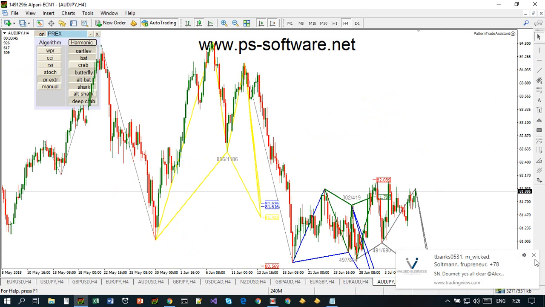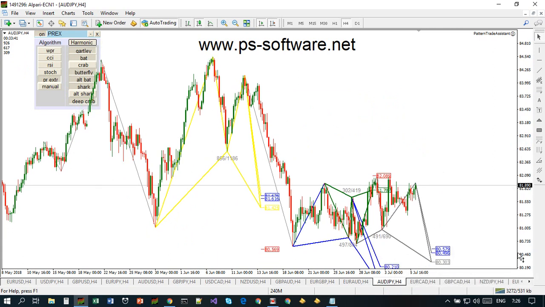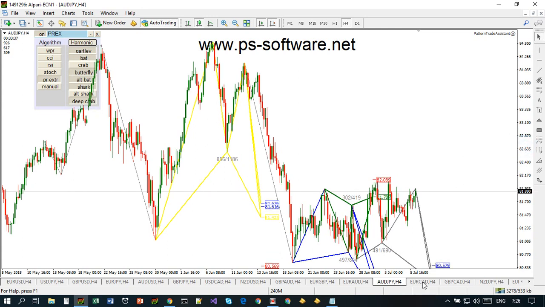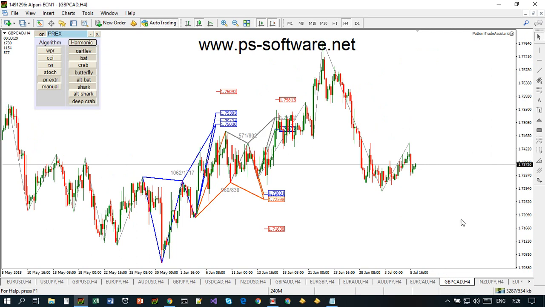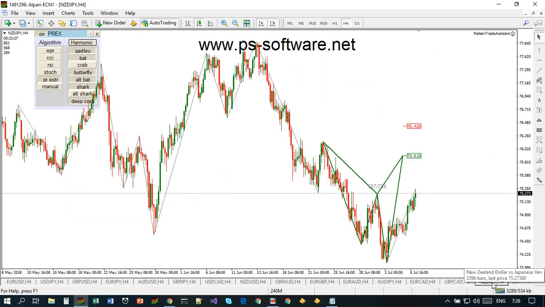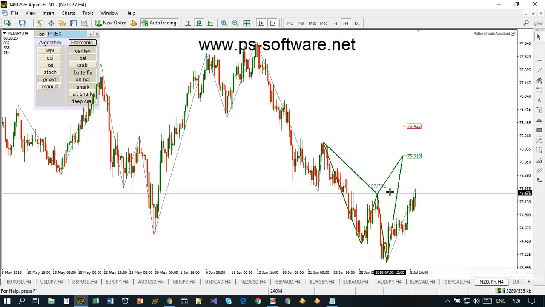Aussie yen, a potential butterfly is setting up. Also too early to say yet until it breaks the X point. Potential shark pattern is setting up on Euro Canadian. Pound Canada, New Zealand yen. Seems to me we are breaking the B point.